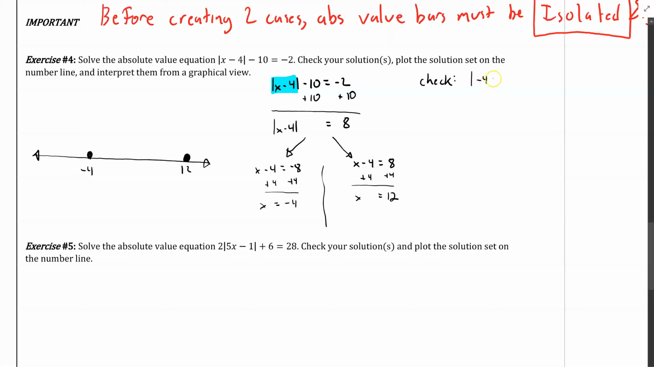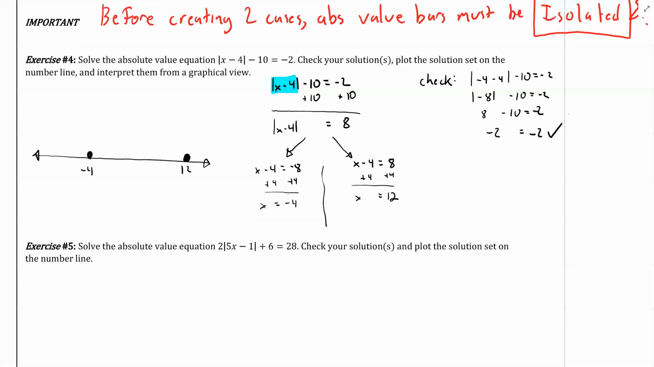So if I plug in -4, well, this turns into the absolute value of -8 minus 10 equals -2. And then what is the absolute value of -8? Well, negative 8 is 8 away from 0. And then we have negative 2 equals negative 2. So notice that negative 4 is a solution, because when we plug it in, it's true. In the interest of saving time, I won't check 12, but the check would be the same.